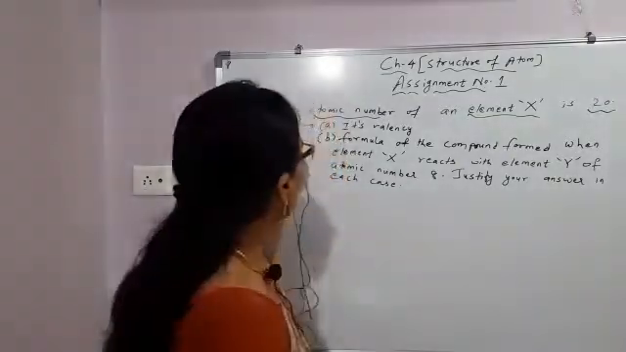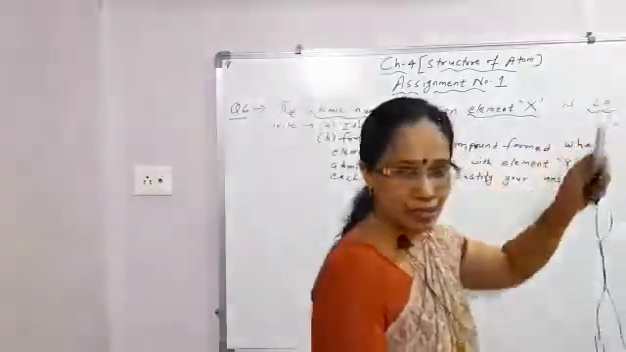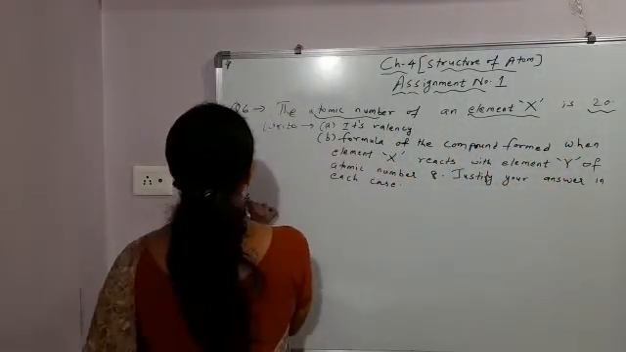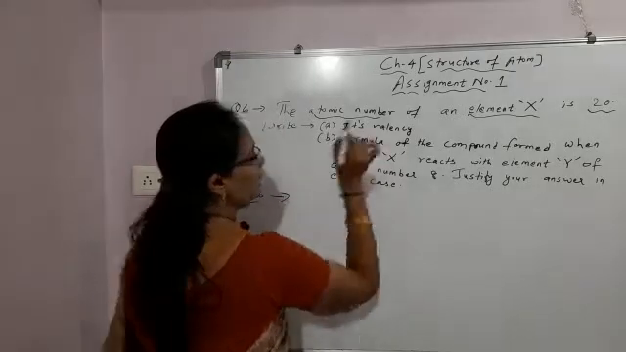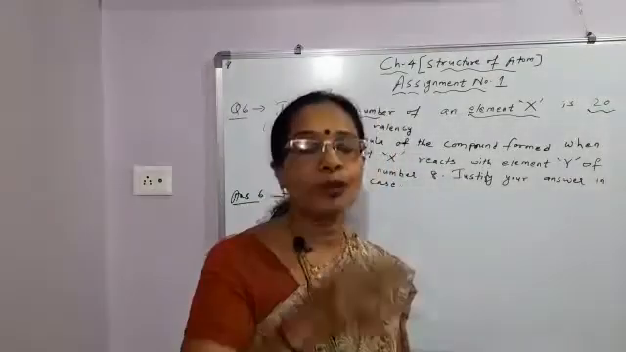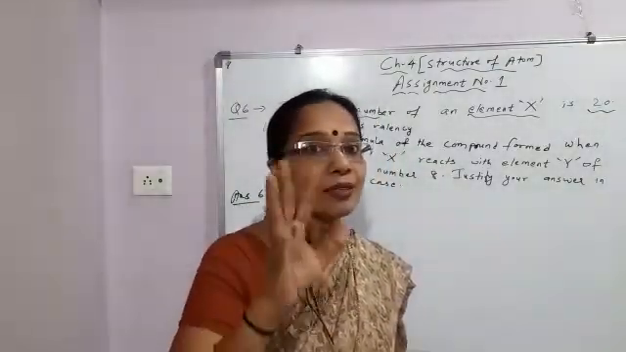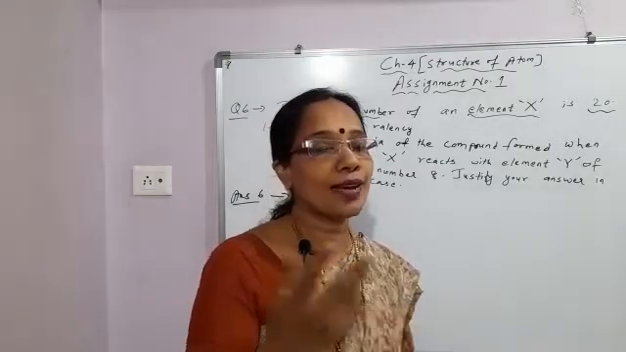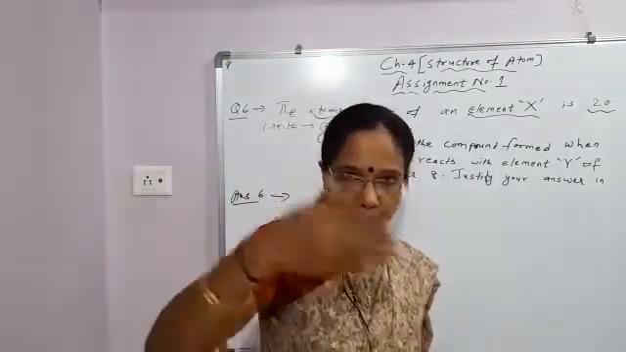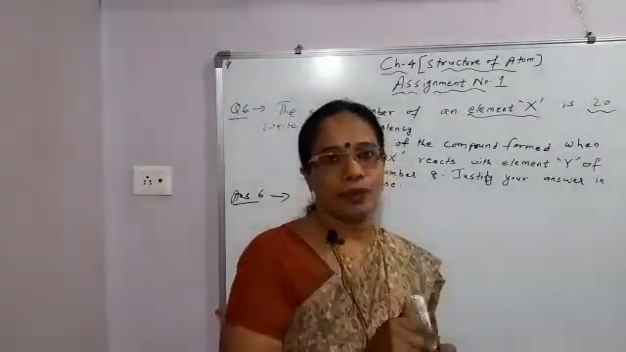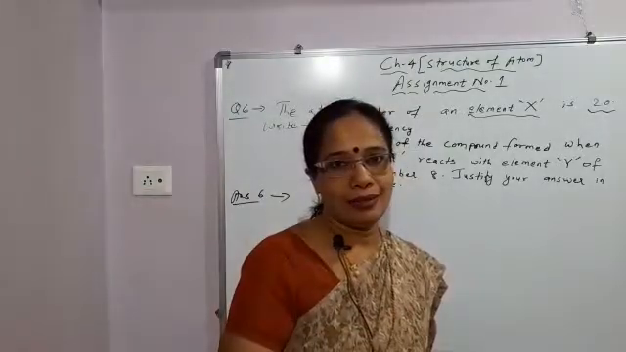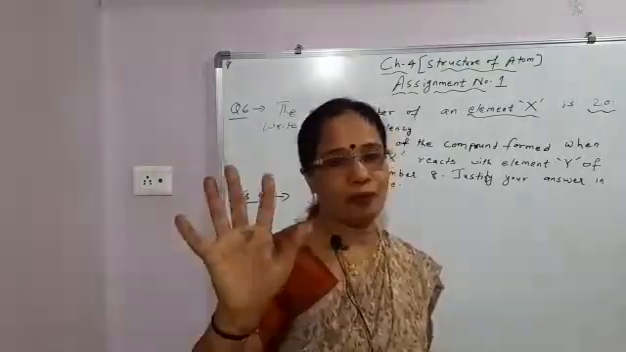Okay. Now, the atomic number of element X is 20. Right. Your first part of the question is write its valency. Okay. So students, before going to valency, you should know what is valency. Definition. So what is valency? The number of electrons an atom loses or gains or shares to attain the electronic configuration of its nearest noble gas. That is called valency.